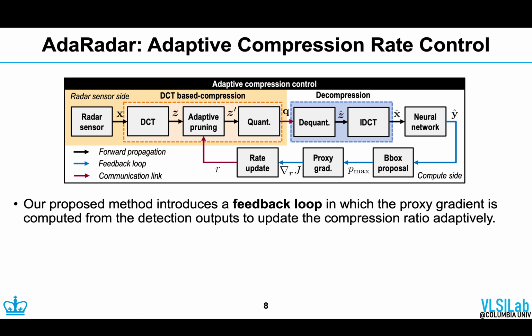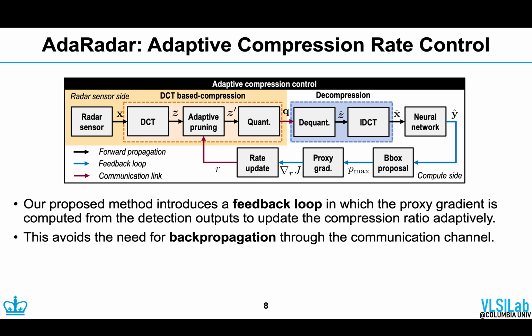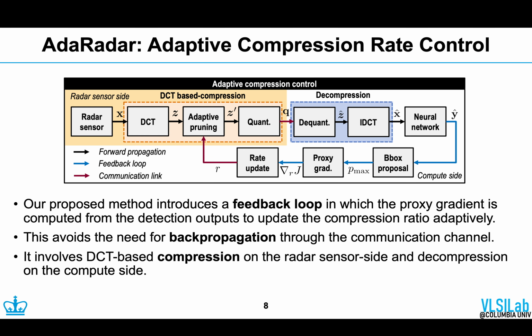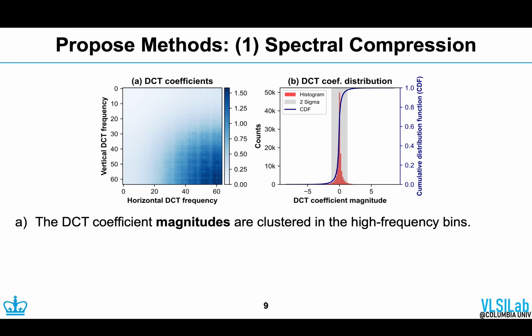Our proposed method introduces a feedback loop in which a proxy gradient is computed from the detection outputs to update the compression ratio adaptively. This avoids the need for backpropagation through the communication channel. It involves DCT-based compression on the radar sensor side and decompression on the compute side.